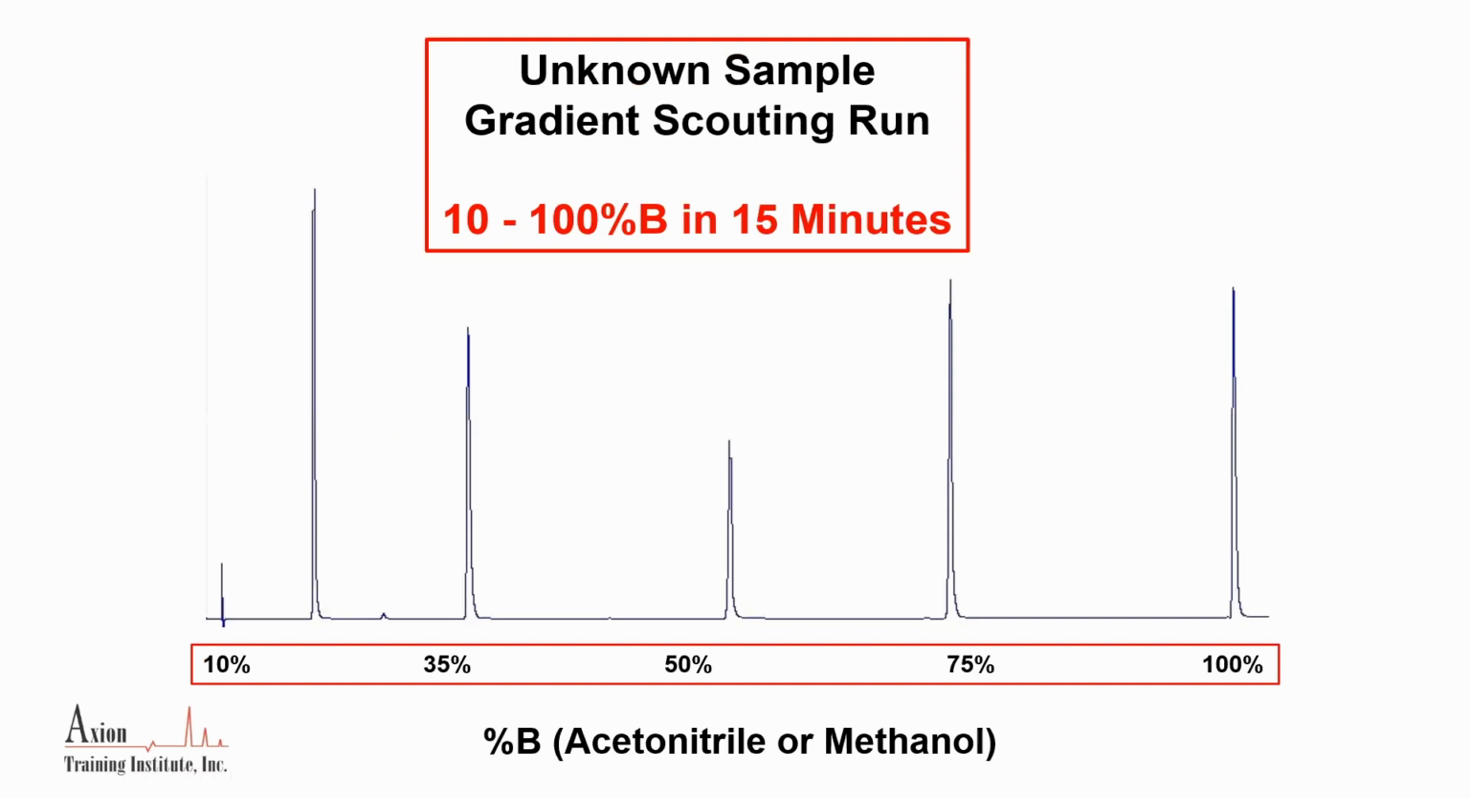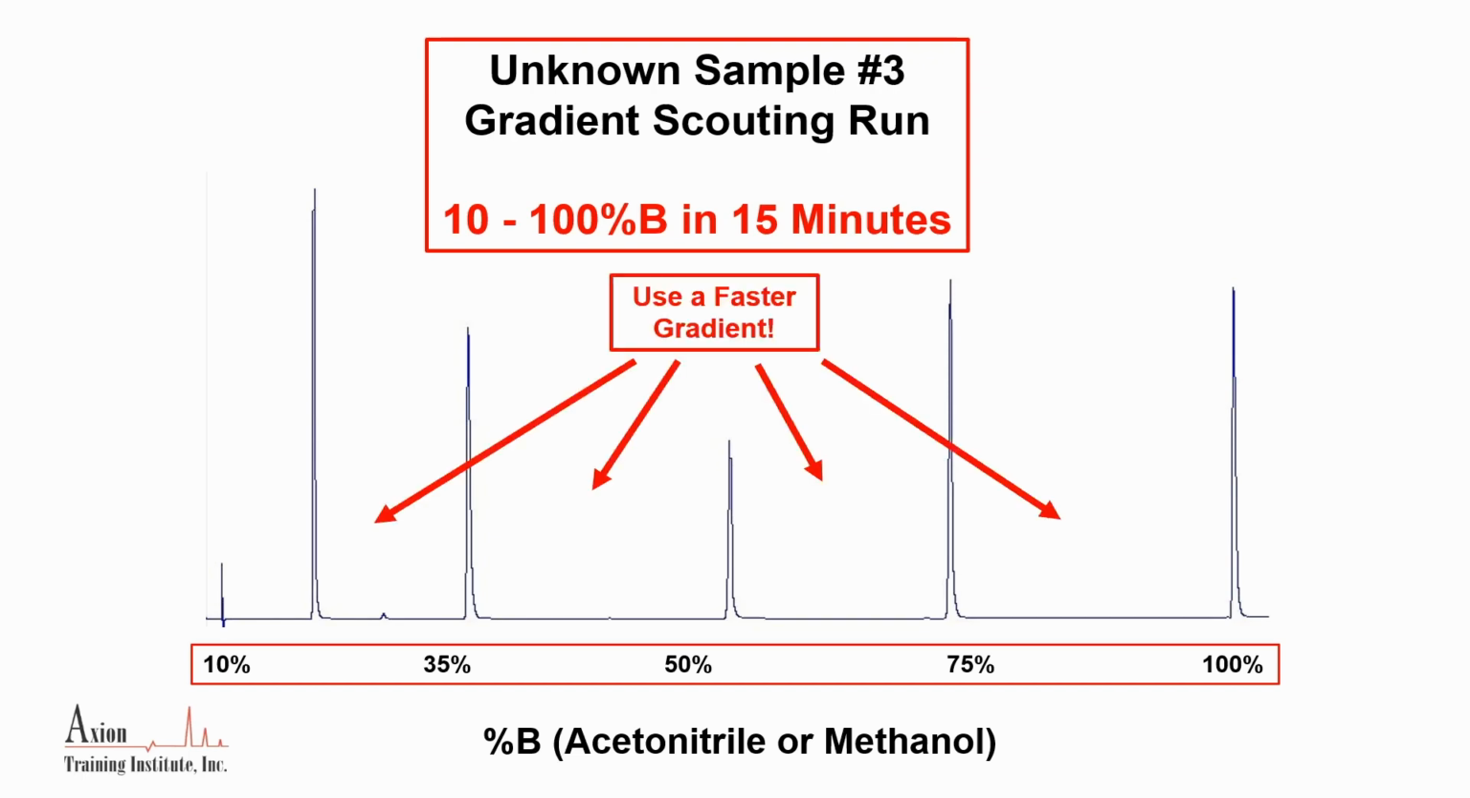So this is an unknown, and we run it typically 10 to 100%. We see 5 peaks. We see plenty of extra resolution in between the peaks. So we're just going to go to a much steeper gradient. Instead of a 15-minute gradient, we'll try a 5-minute or a 2-minute or a 1-minute. And we keep going until we get the separation, until we get the resolution we want.